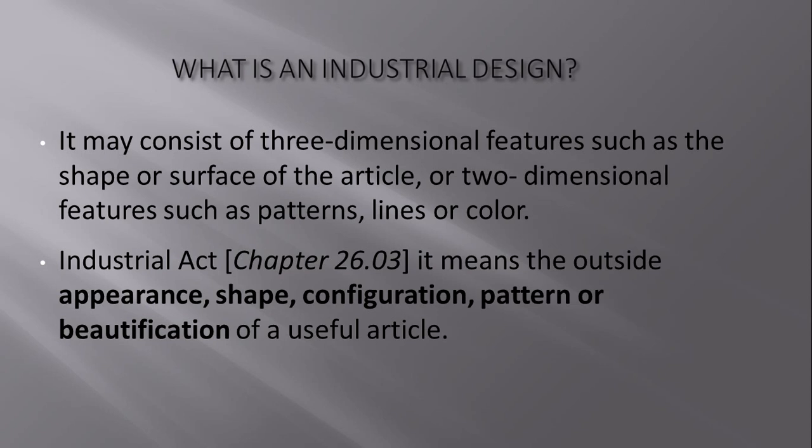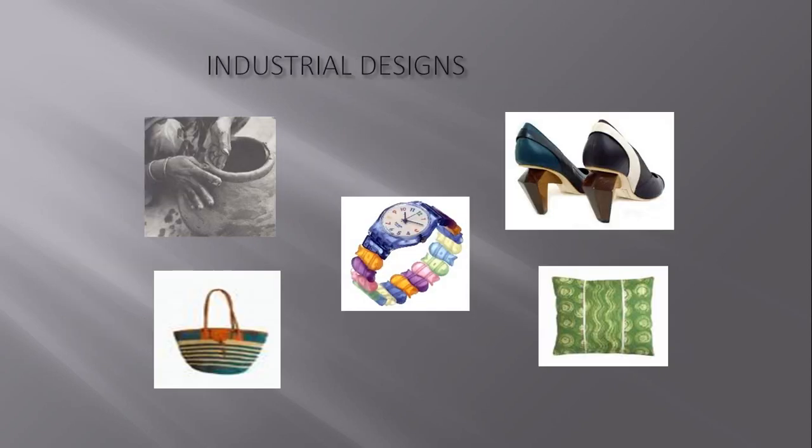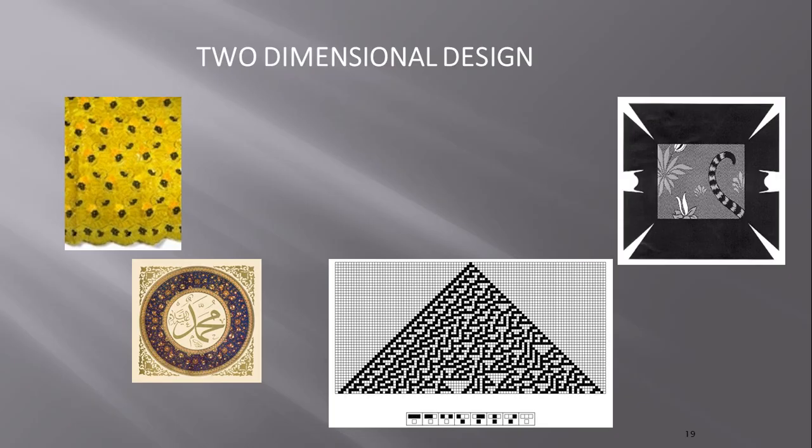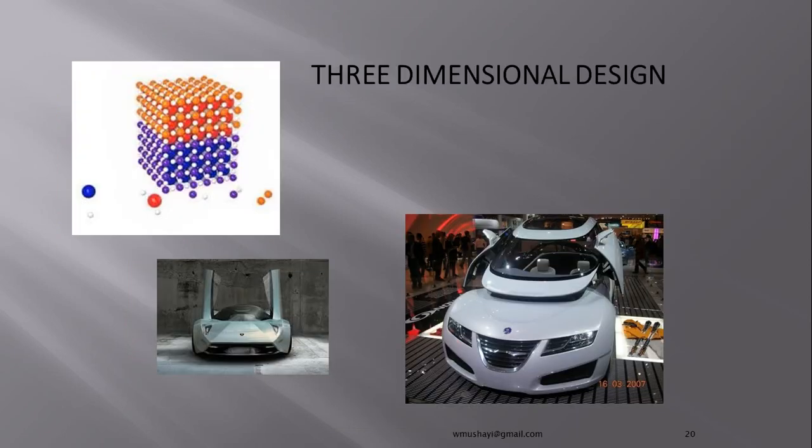So industrial designs protect the appearance, the shape, the configuration, and the pattern. So we have items like cloth designs, basket designs, shapes of bottles, shapes of shoes. All those items can be protected by industrial design. These are other examples of two-dimensional designs that can also be protected by industrial design. And these are three-dimensional designs that can be protected by industrial designs.